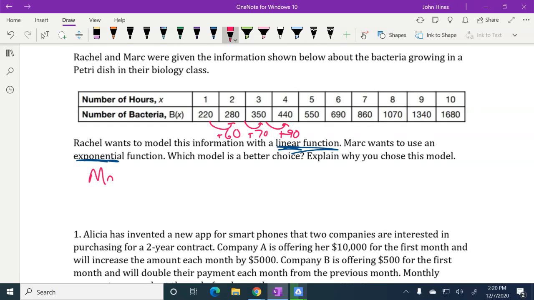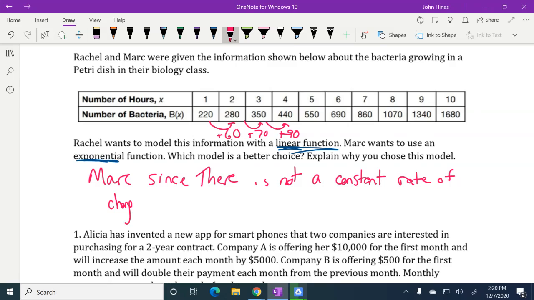We're gonna go with Mark, since there isn't a constant rate of change. We're only linear if we have a constant rate of change. We're going to go with Mark, who said exponential, because there's not a constant rate of change.